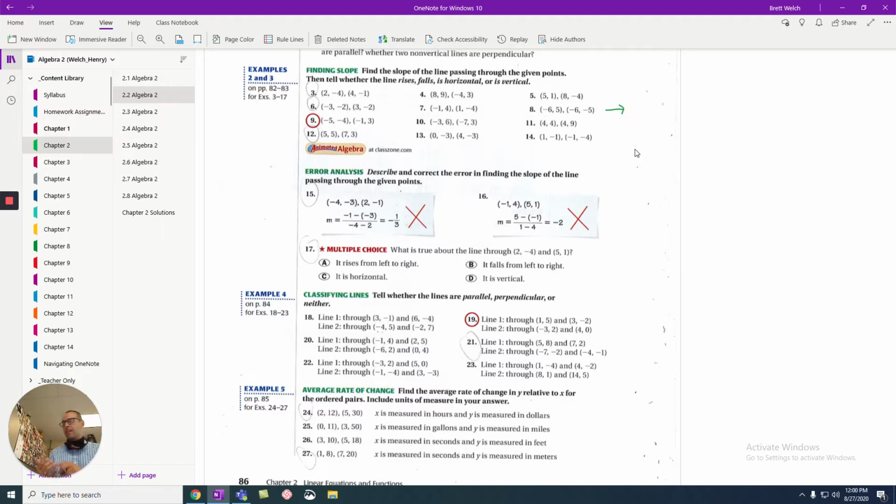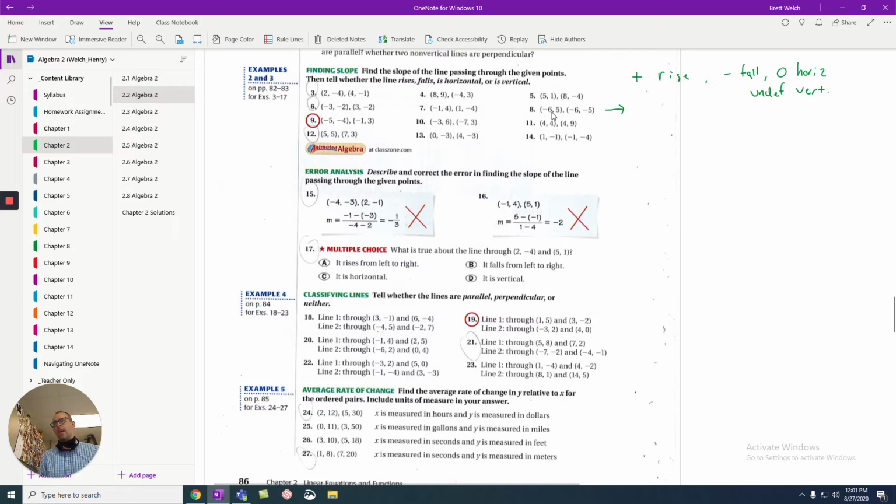First thing we want to do is find the slope. Now, I want to make something clear. We are going to want to tell whether it's rising, falling, horizontal or vertical. Now keep in mind, positive means rise, negative means fall. That means it's falling as it goes to the right. Zero is horizontal, and if it's undefined, it's vertical. Okay, so those are kind of our classifications.